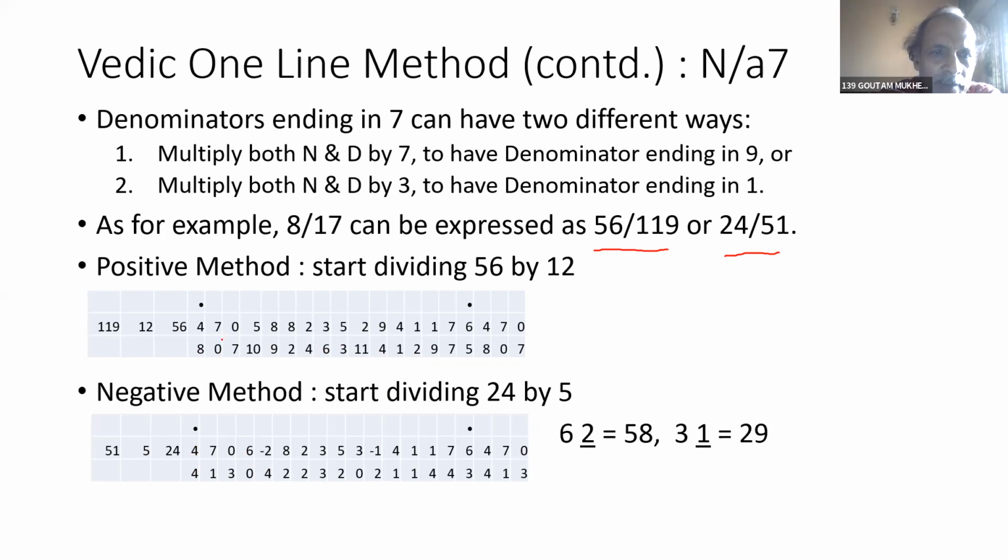So ultimately we arrive at 470588, but here it is 47062. The 6 minus 2 becomes 58. So 8, 2, 3, 5, 5, 3, 1. The 3, 1 becomes 23, and minus 1 becomes 29. So that is the only difference in case of this negative method. Otherwise, it is all the same.